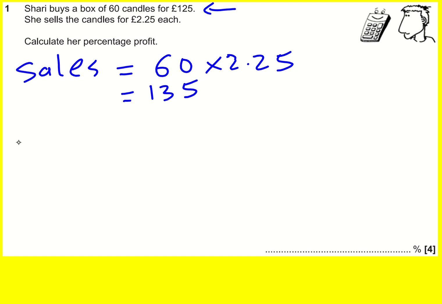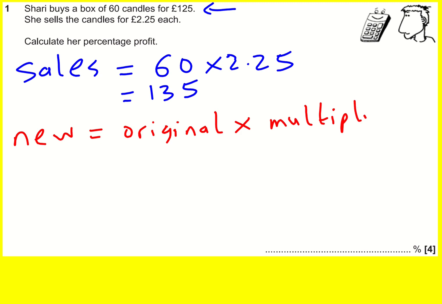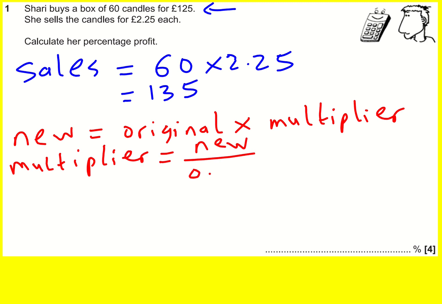And it is to use the fact that a new value equals an original value times the multiplier. So if I was increasing something by 10%, I could times by 1.1, because that's what 110% is. If I knew the original and I wanted to work back to the new one, I could divide by 1.1. But in this case, we're going to use one other rearrangement of the formula, the fact that the multiplier is equal to the new divided by the original.